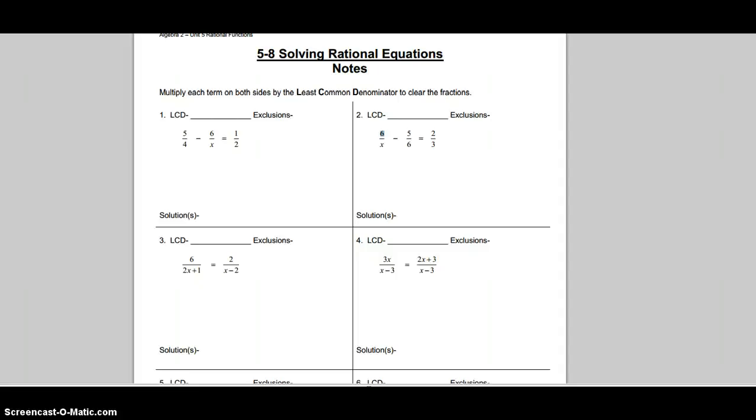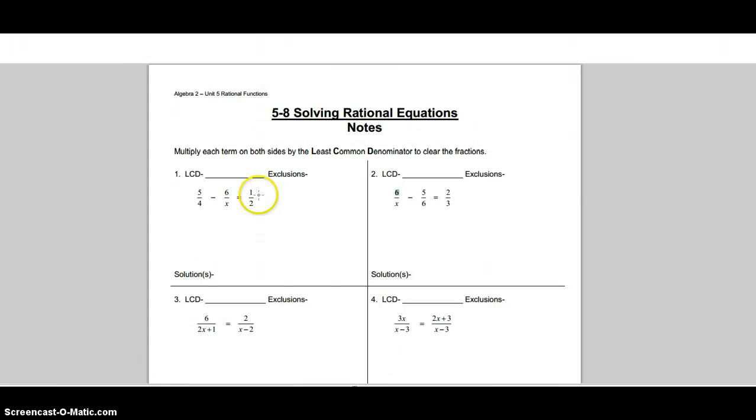Alright, today we'll be working with 5/8 solving rational equations. Let's start with the first problem. Rule number 1: you want to factor the denominator.